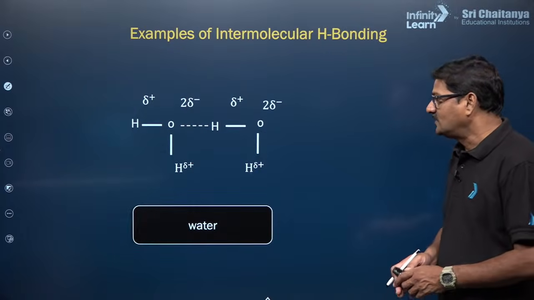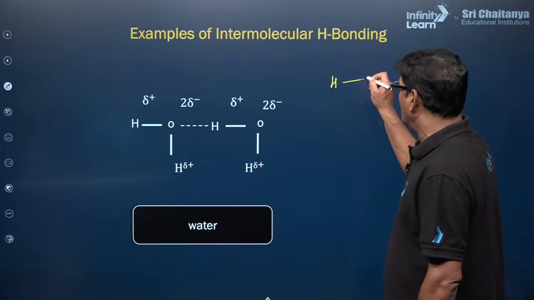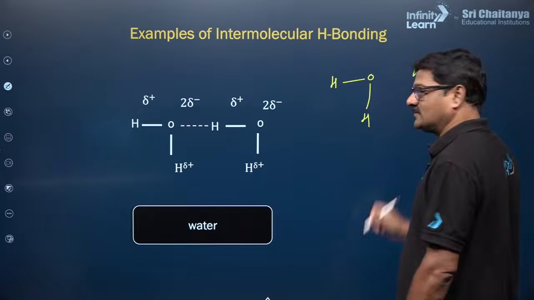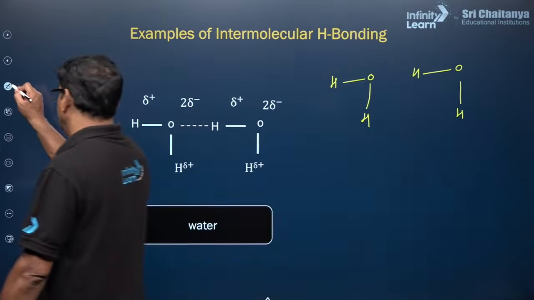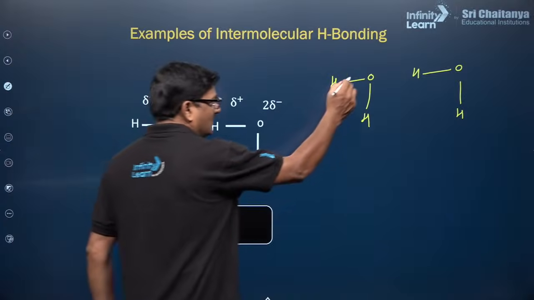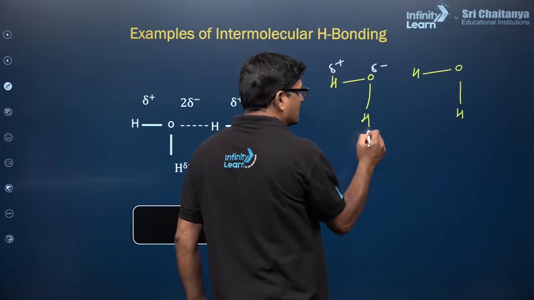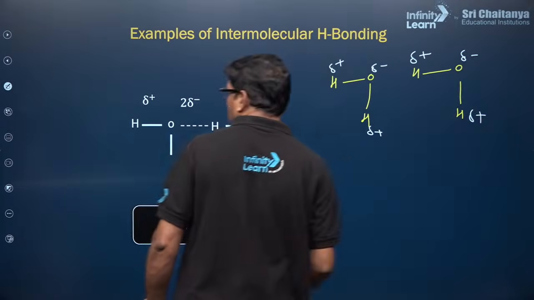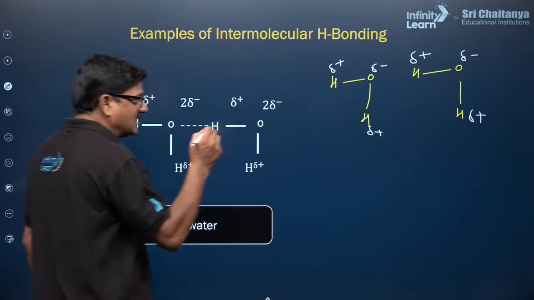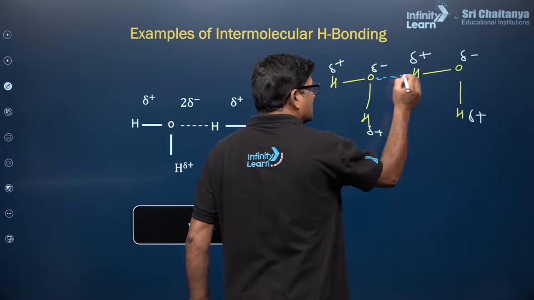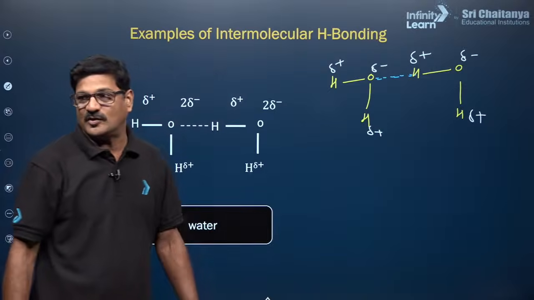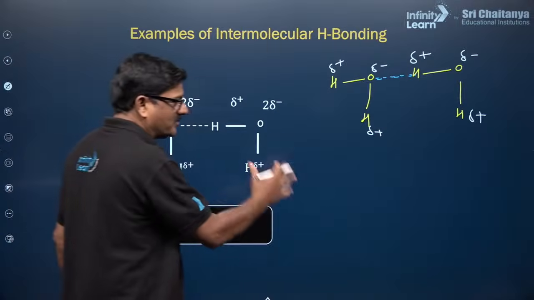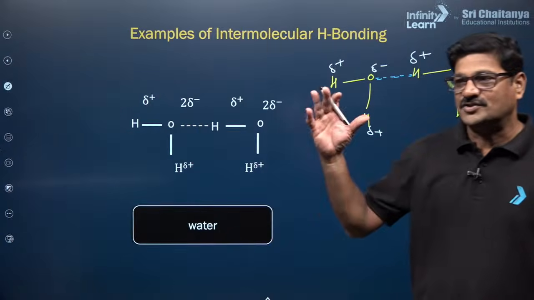If you see the water molecule, hydrogen, oxygen and hydrogen, the oxygen has a partial negative charge and the hydrogens have partial positive charges. Between these there is an attraction force, which is called intermolecular hydrogen bonding, and because of this intermolecular hydrogen bonding a lot of applications are there. We'll see that also.